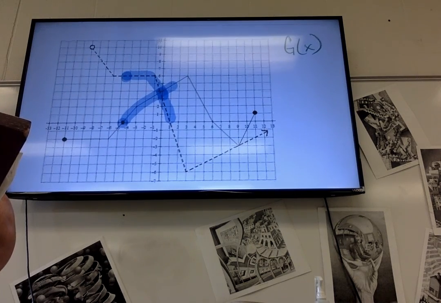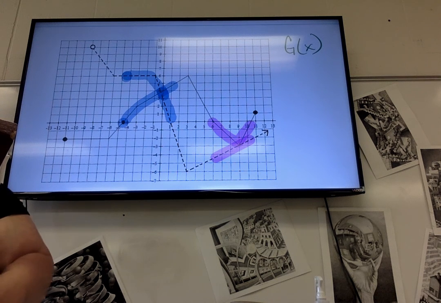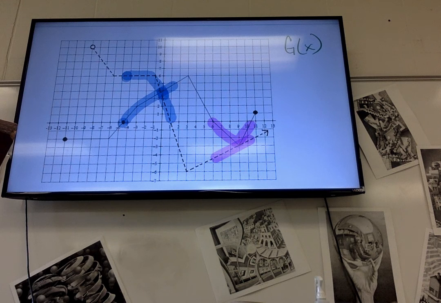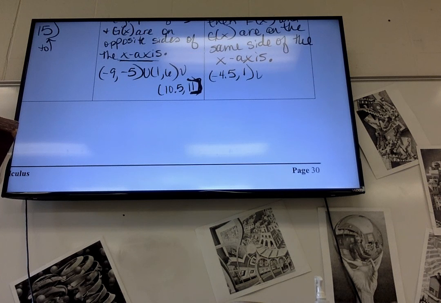Okay, what's another one? 6 to 10.5. Okay. 6 to 10.5. Those are both below. 6 will not be a bracket because 6 is actually on the x-axis for the solid line. Same thing with 10.5. But they are both below the x-axis. So we would say union 6 to 10.5.